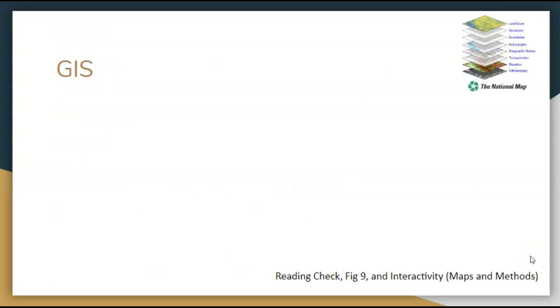And the last slide, GIS. This has been focused on a lot in this lesson. All right. This is an example of GIS and what it can do, different layers. Okay.